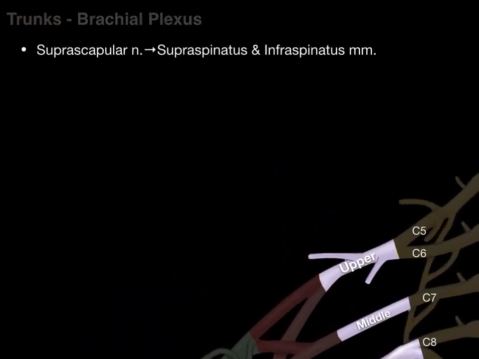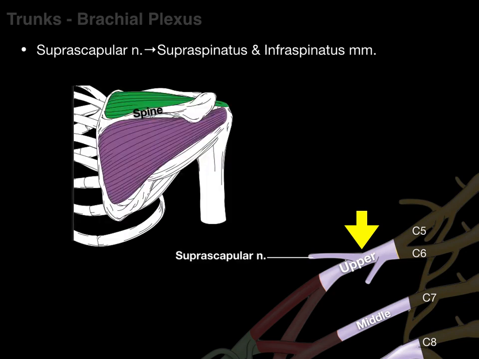And the only nerve branch we'll focus on is the suprascapular nerve that innervates our supraspinatus and infraspinatus muscles. So there is the upper trunk. The C5 and C6 levels go into the upper trunk, making our suprascapular nerve, which then innervates our supraspinatus and infraspinatus muscles, named according to their association with the spine of the scapula.